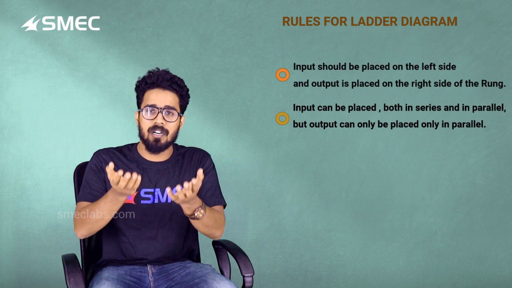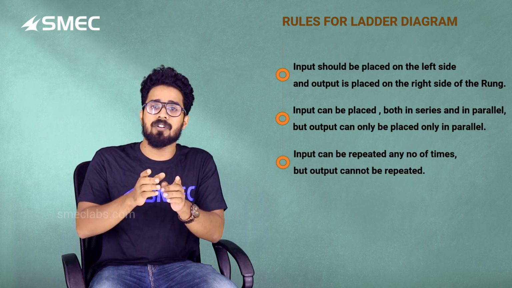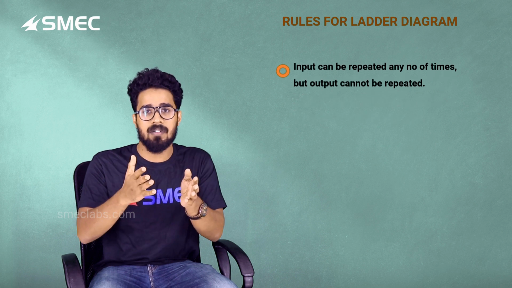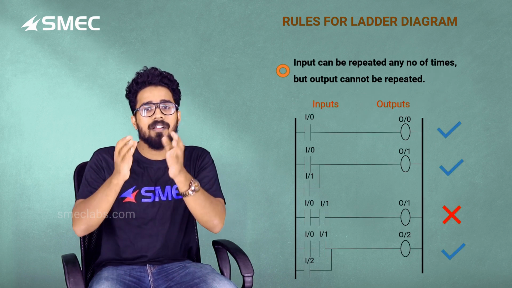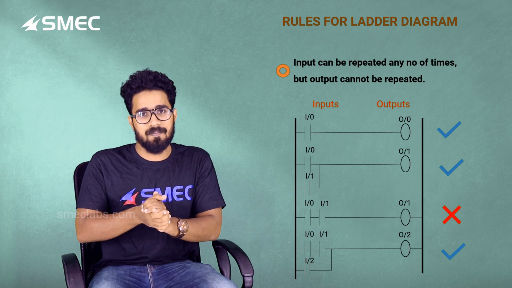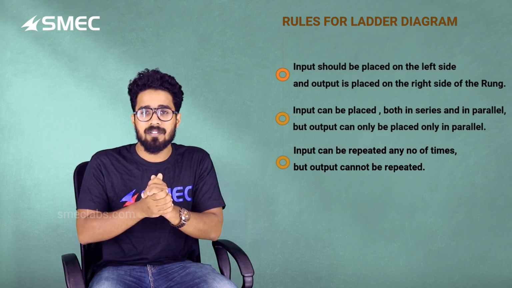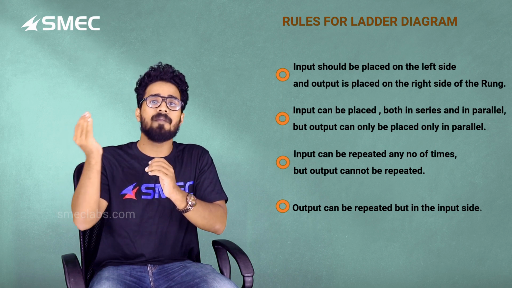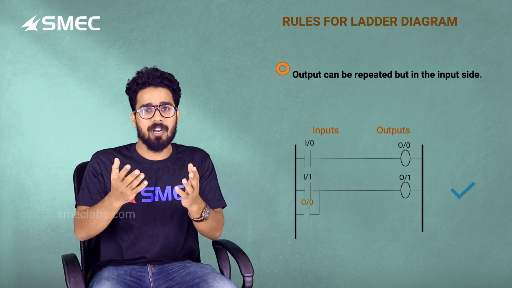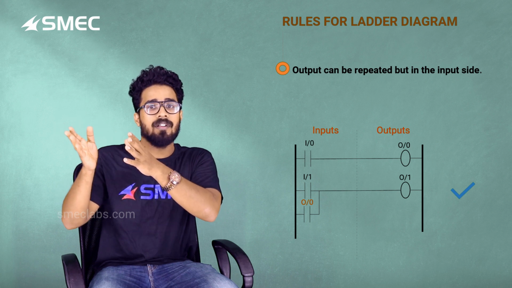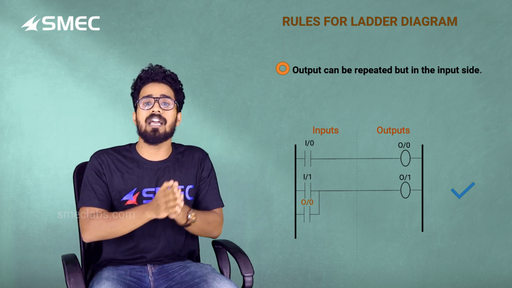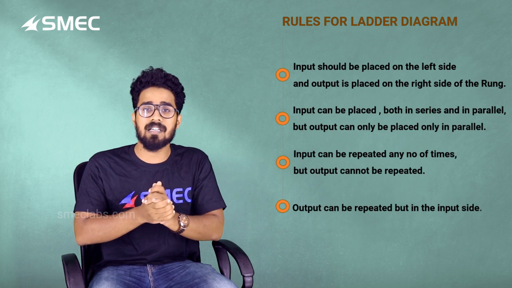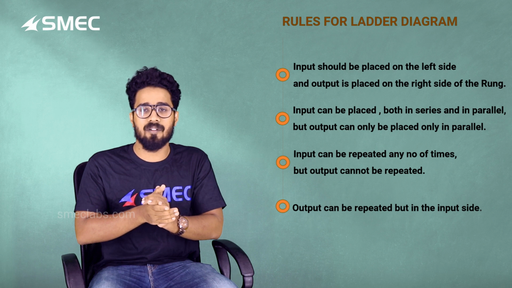Now coming to the third one, the input address can be repeated any number of times. But in case of output, the address should not be repeated. Now the final rule is that the output can be repeated but on the input side. So when you are writing a PLC program, the address from the output can be taken on the input side or for the input contacts. So these 4 are the major rules of constructing a ladder logic.